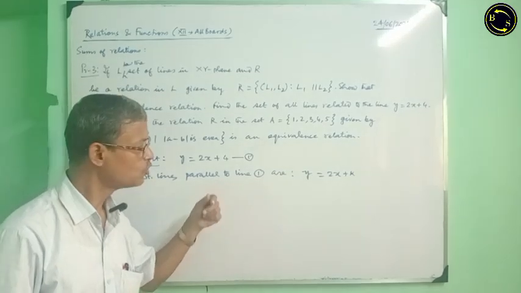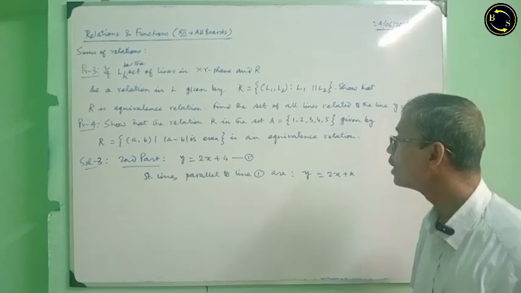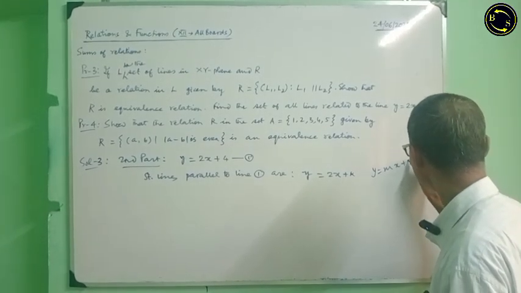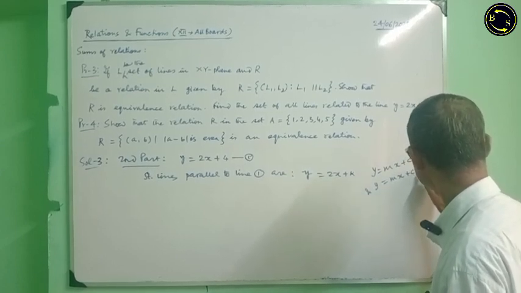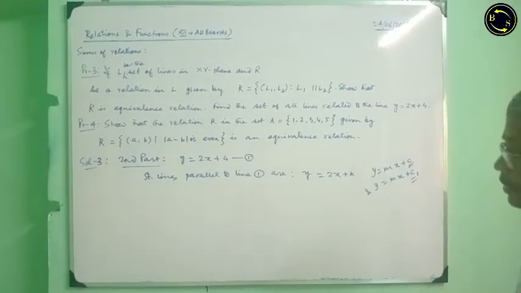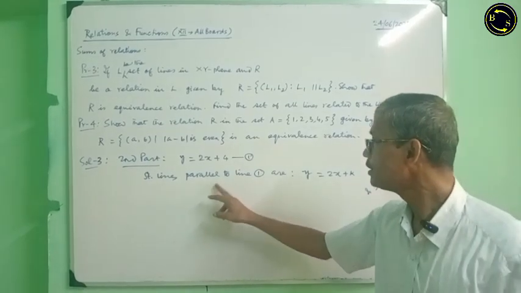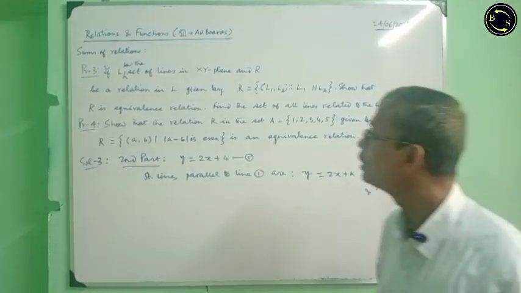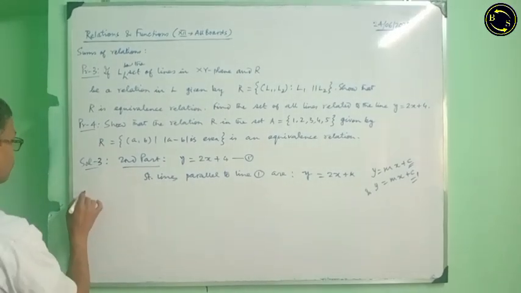We know from coordinate geometry that straight lines y equal to mx plus c and y equal to mx plus c1, that means constants are different, then these straight lines are parallel. Hence, the straight lines parallel to line 1 will be y is equal to 2x plus k. Therefore, problem number 3 is finished. Then problem 4.